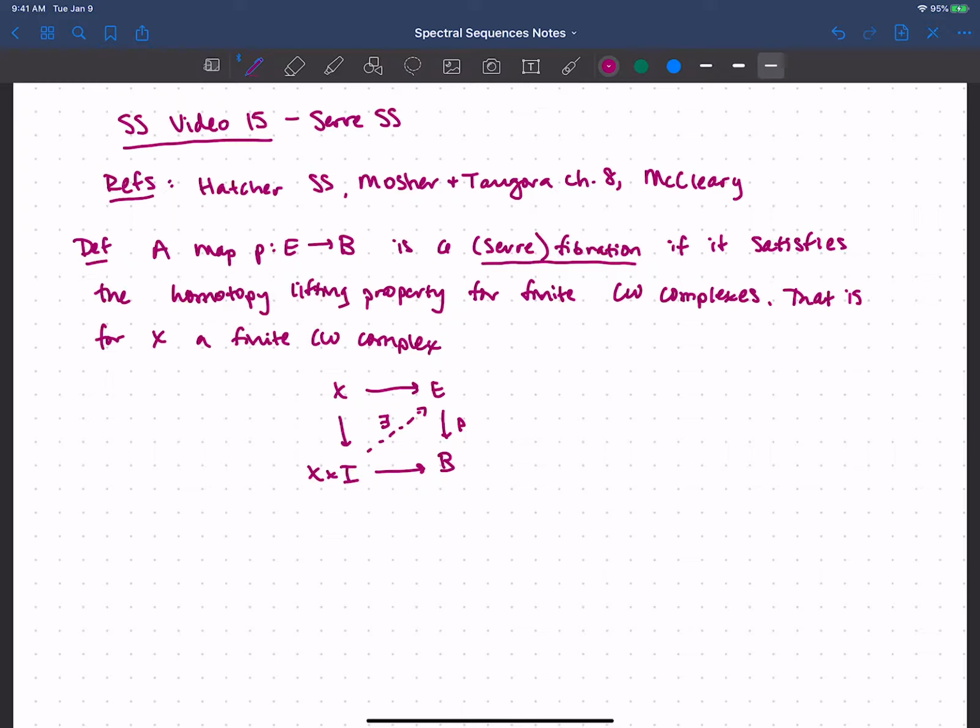If it was a Hurewicz fibration, in case you've seen that, studying maybe model categories or something like that, then this would have the homotopy lifting property for any space. So saying it's a Serre fibration is saying we're living in the world of CW complexes. And specifically, we just test against finite CW complexes. Okay, and so then some terminology. This B we call the base. E is the total space.